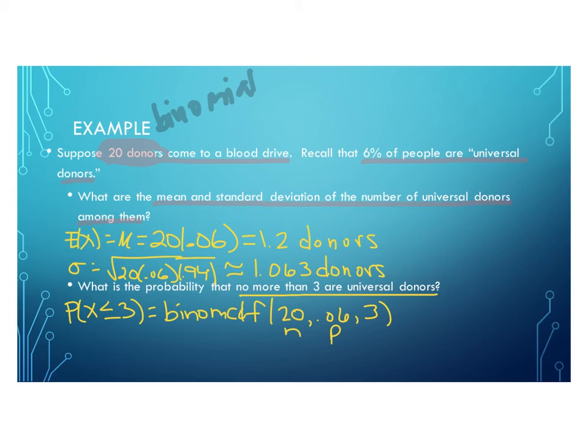Remember, you have to have your statement here and you have to have your labels. Otherwise, they will ding you on the AP exam. So when you type this into a calculator, you would push second vars and scroll down to binomial CDF. It does end up being 0.971.